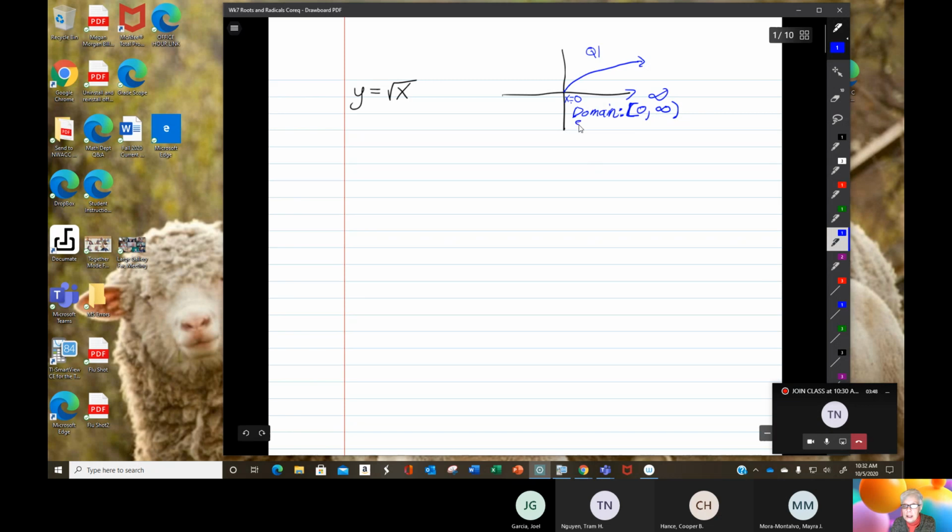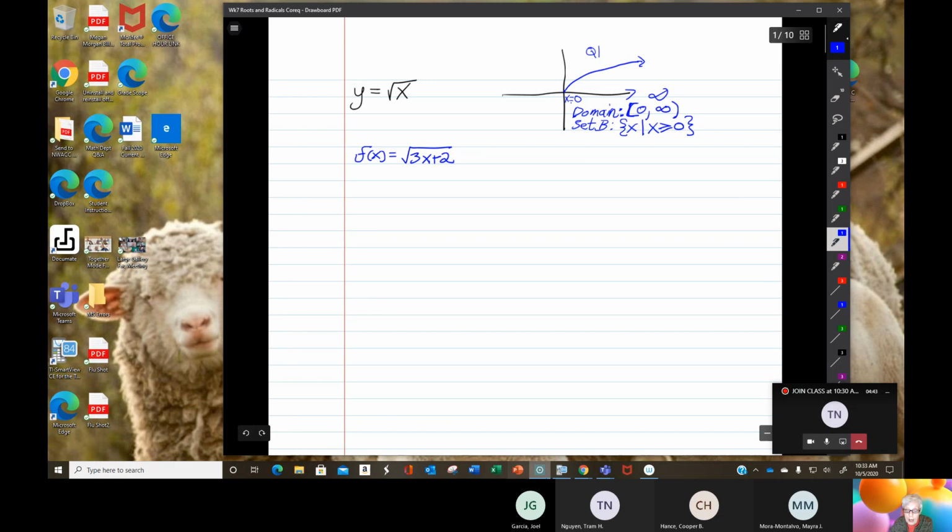And in set builder notation, it would be all x such that x is equal to or greater than 0. Okay? Everything is based on that. All right? Because once we get to more difficult square roots, like, for instance, how on earth do you find the domain of that?